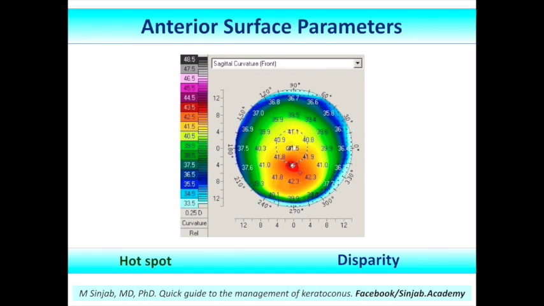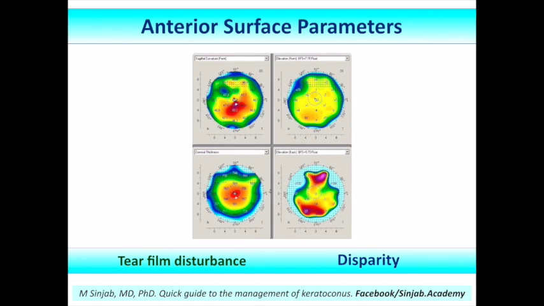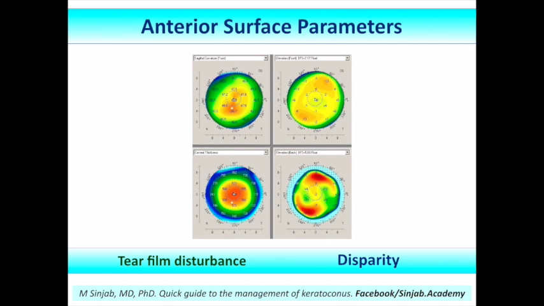Just stopping usage of the contact lens for maybe 2 to 4 weeks lets this hotspot disappear. Tear film disturbance, either an increase or a decrease in the amount of the tear film, may cause disparity. As in this case, this is a dry eye. After treatment, look at this. This is before treatment. Look at the 4 maps. They are very irregular, but after treatment, they became more regular.